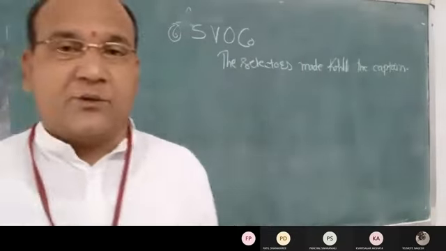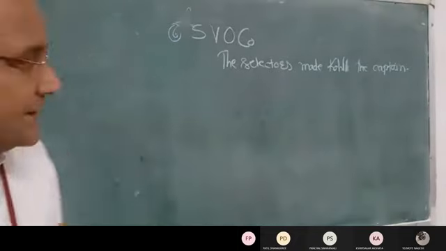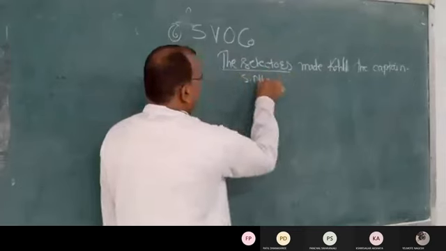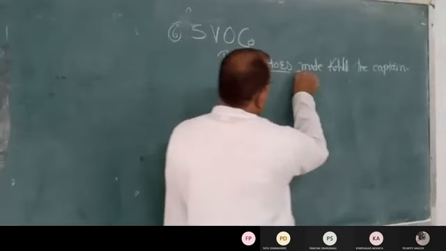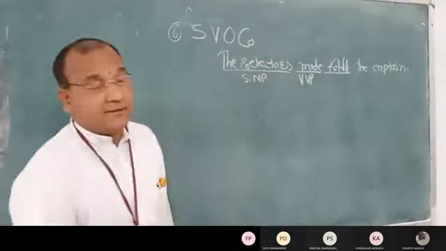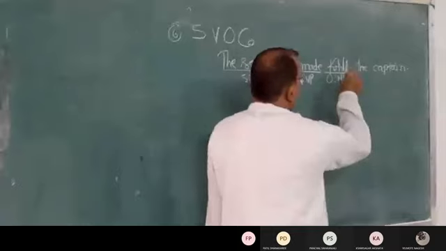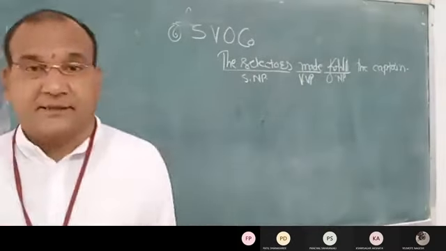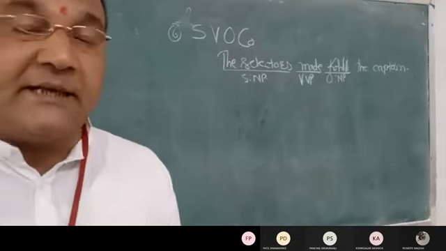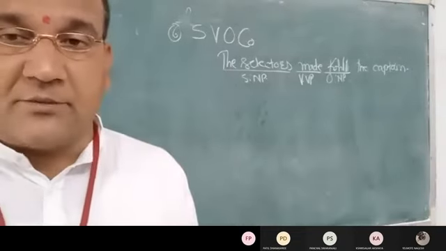The selectors made Kohli the captain. The selectors as subject, made as a verb. Whom did they make? The whom question gives the object. Now this is confusing. Whom question gives me the object, Kohli. Now what did they make him? What question gives me a direct object?